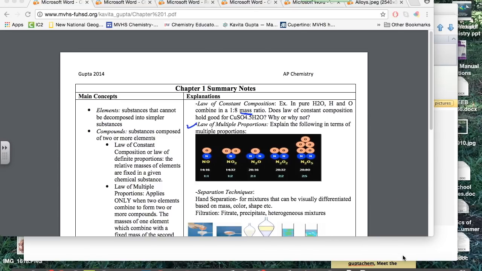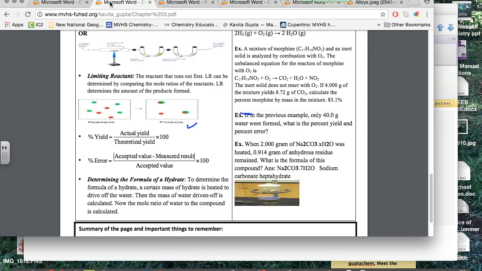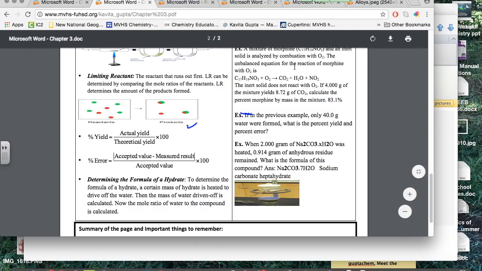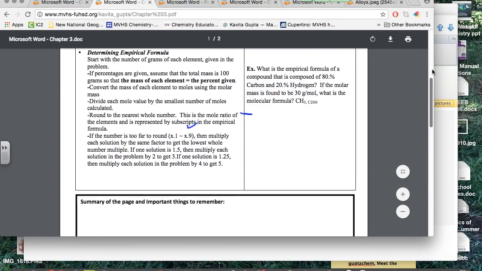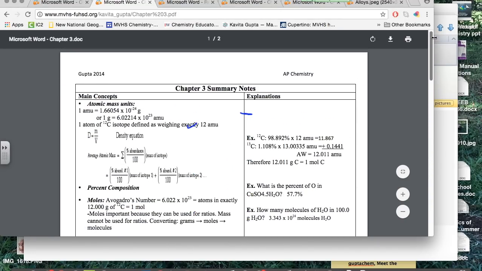From here, I'm going to elaborate a little bit more on mass percent and its implication in empirical and molecular formulas. So I am going to now go to the chapter three summary notes. You do have these summary notes with you guys. So if you wanted to, you can refer to these from the website. So atomic mass unit, molar mass, you know that.